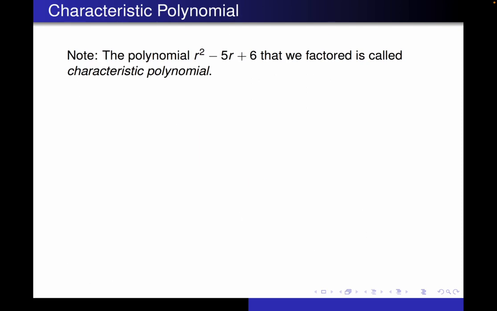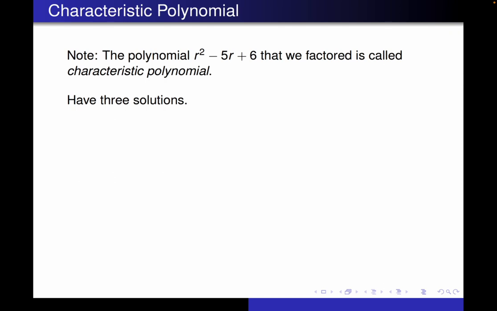So that r squared minus 5r plus 6 that we factored was really important. We're going to give it a name. We're going to call it the characteristic polynomial of this sequence. All the sequences that we're going to use this technique on have a characteristic polynomial that goes with it. All right, so we have 3 solutions.